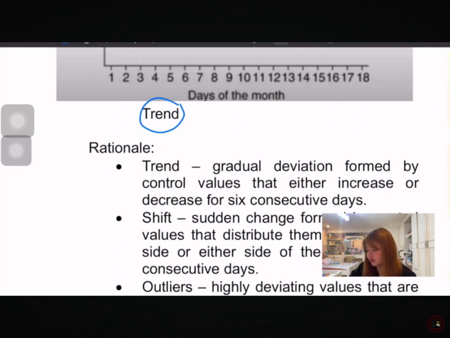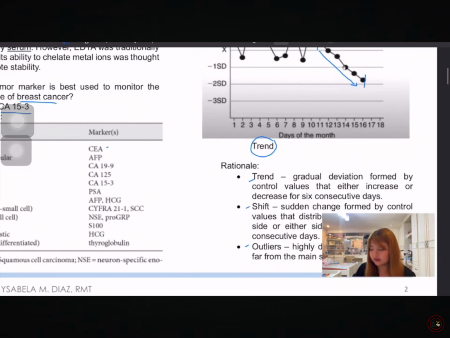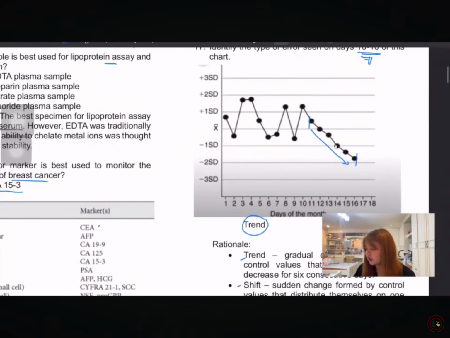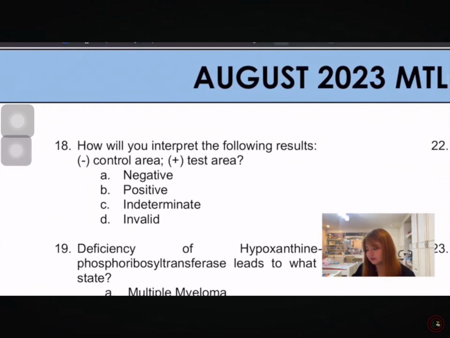Meron din dyan yung definitions ng iba yung trend, shift, outliers. Alam nyo dapat yung itsura ng mga yan. I suggest na i-review nyo na yung mga pictures ng LJ chart niyan.